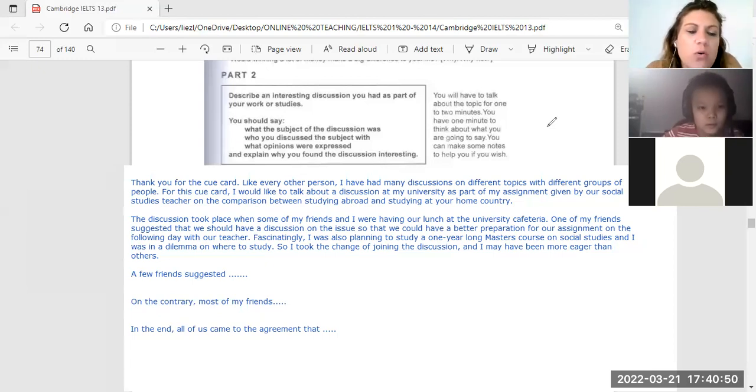So you can also start off with, thank you for the cue card. Like every other person, I had discussions. I would like to talk about a discussion at my school or my study group or my friends as part of my assignment given by a social teacher. We are talking about robots. Where did the discussion take place? What were the opinions discussed? And why did you find it interesting?